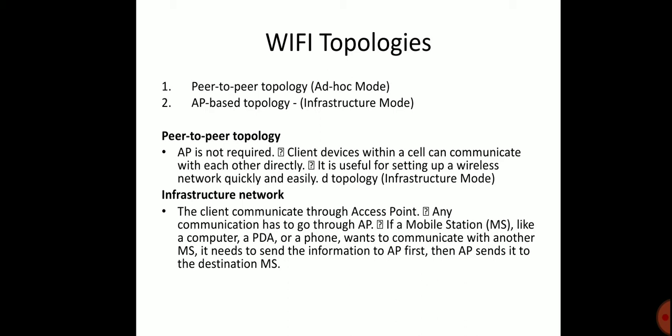The other topology is the infrastructure mode. In the infrastructure network topology, the clients communicate through the access point; any communication has to go through the access point. When a mobile station like a computer, PDA or phone wants to communicate with another, it needs to send the information through the protocols first, then the protocol sends it to the destination mobile station.